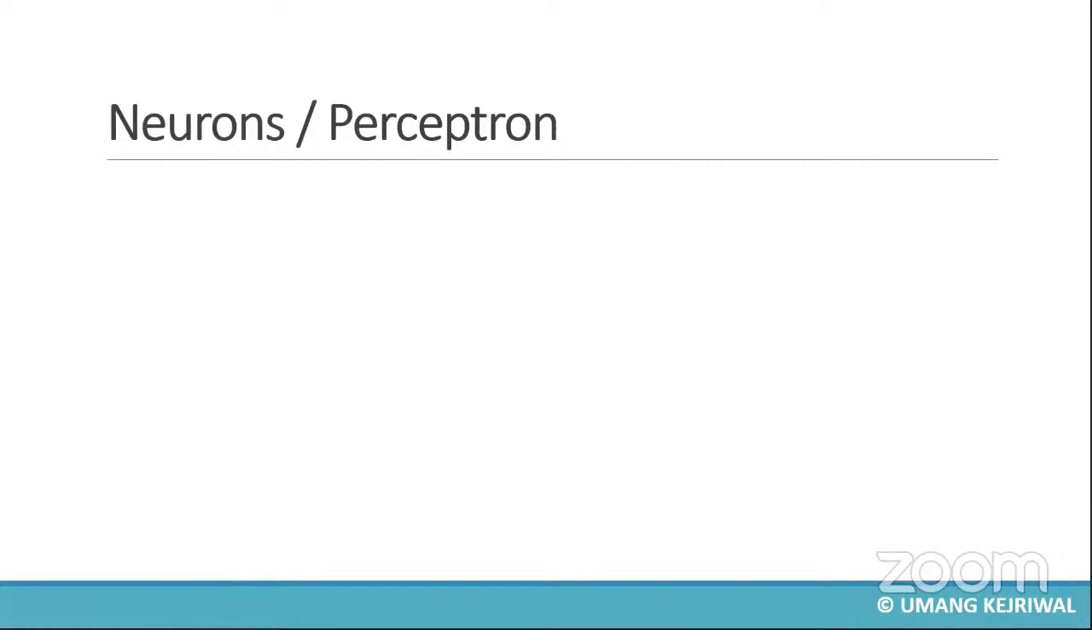Now, the first one is the neurons or perceptron. Now see, basically, what is the idea behind artificial neural network?